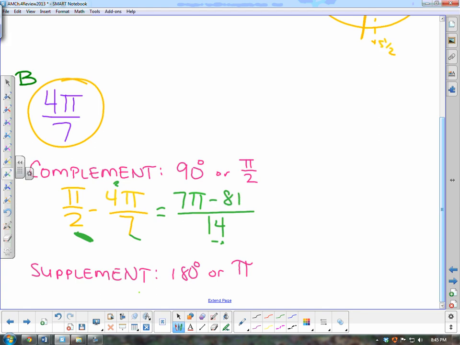And 7 pi minus 8 pi is a negative pi over 14, but you cannot have a negative angle that's a complement. So therefore, this one is not possible.